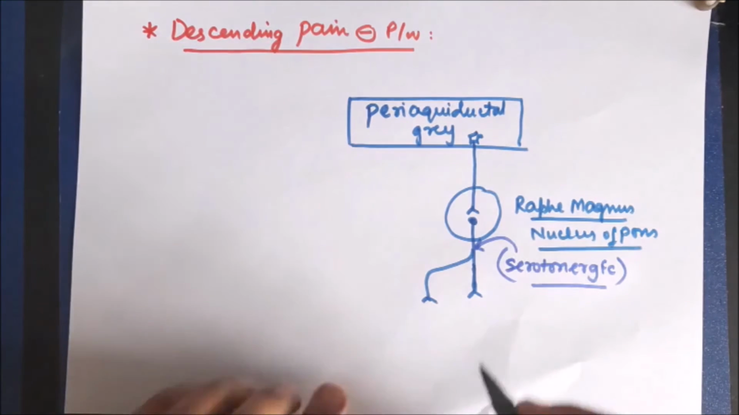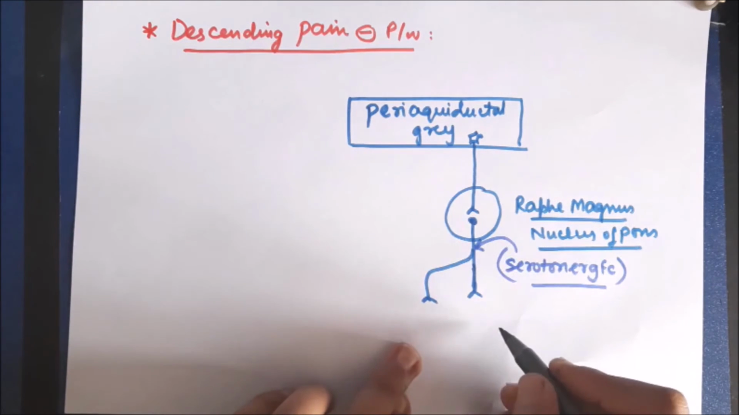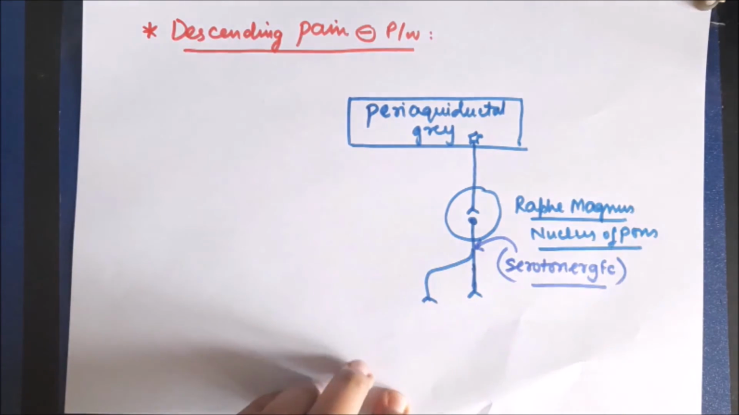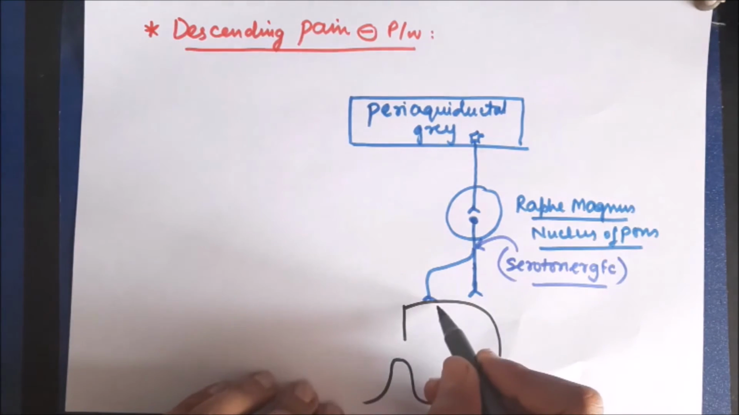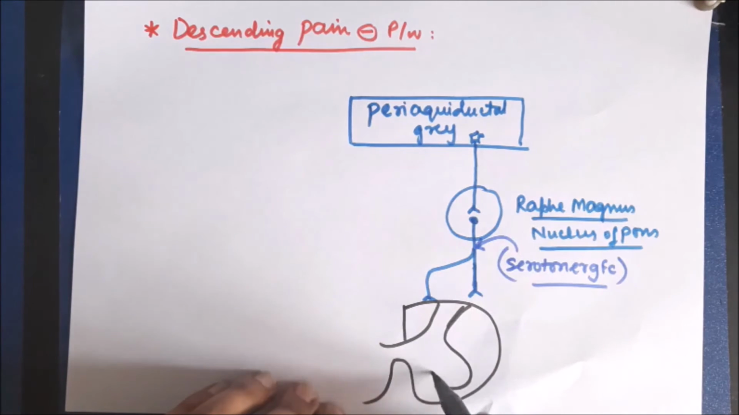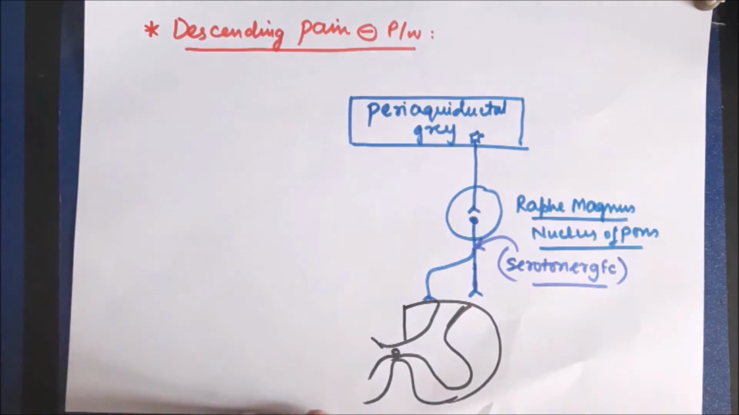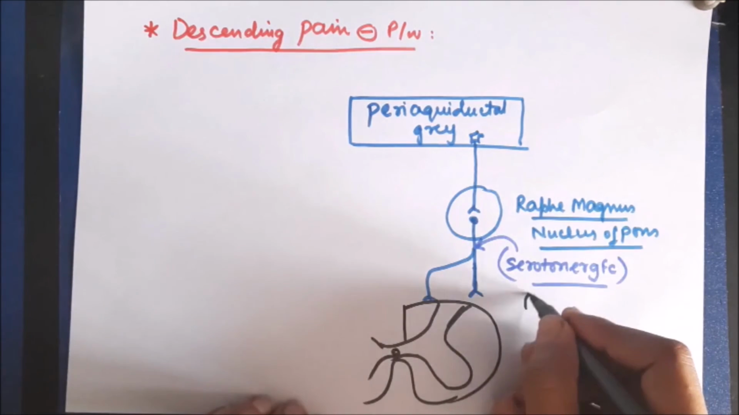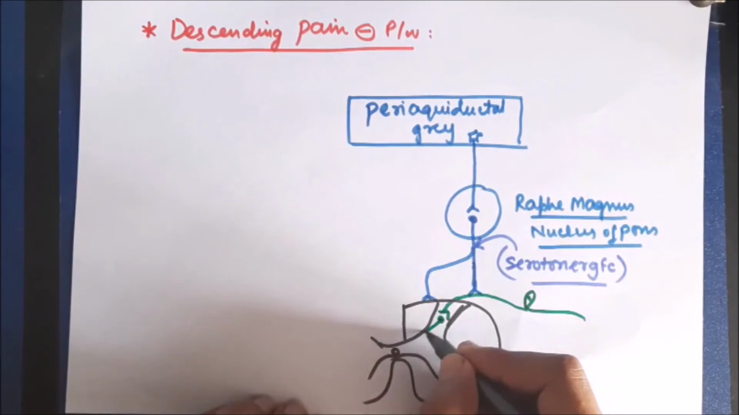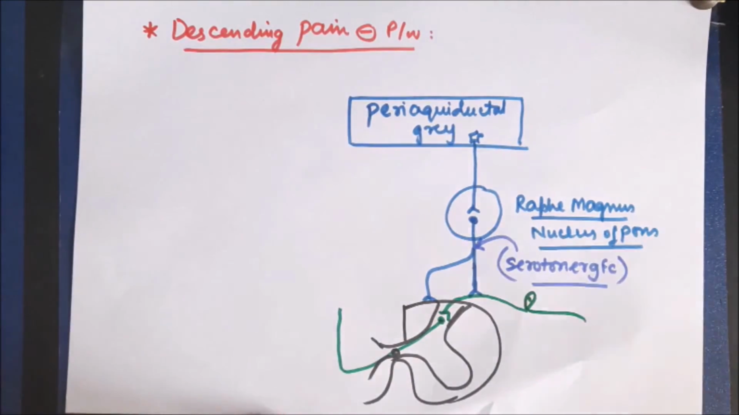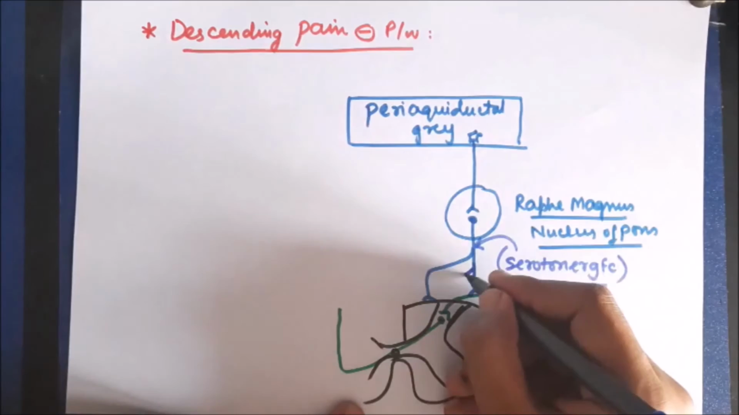So if this is a section of a spinal cord, this is the gray matter of the spinal cord. Now this is the dorsal root ganglion cell, which carries sensations for pain, and this is the first synapse. The second order neuron crosses to the opposite side and forms the lateral spinothalamic tract.